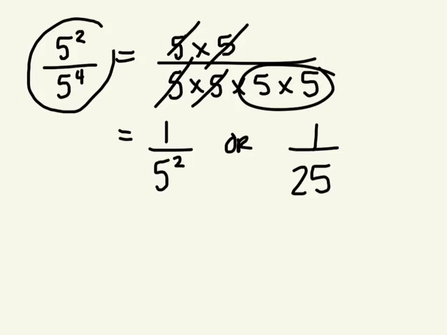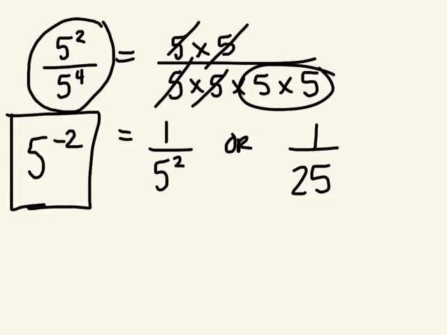If I rewrite this as a single power, what am I doing with the exponents? Division, what do we do with the exponents? Subtract. So this is actually 5 to the power of, what's 2 take away 4? Negative 2. Do you notice a pattern happening here?